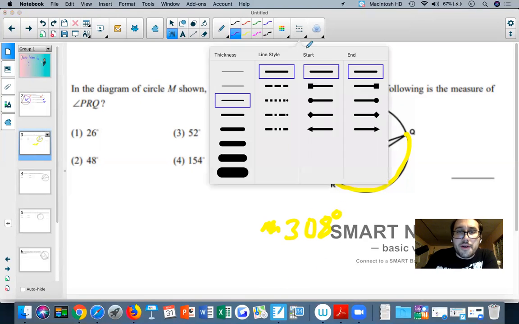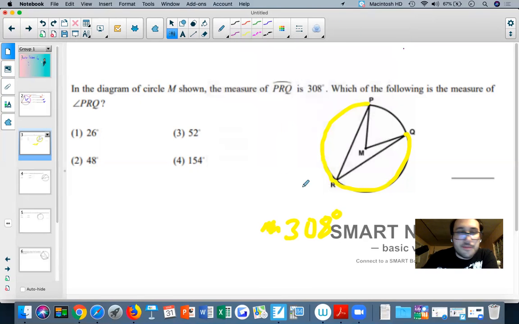And we want to know, again, I'm going to outline it for us, PRQ. So I want to know this angle eventually. The only thing that's given to us is the yellow major arc.